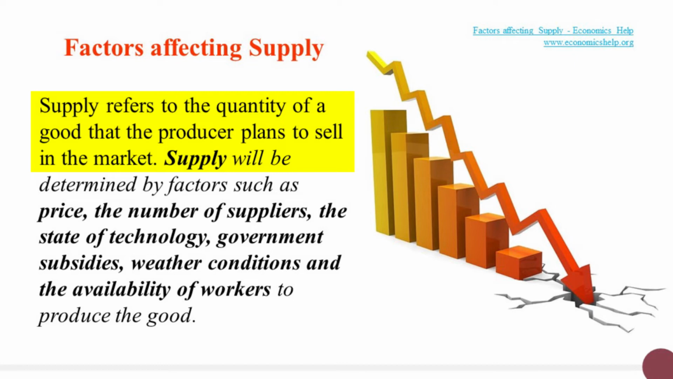Factors affecting supply. Supply refers to the quantity of a good that the producer plans to sell in the market. Supply will be determined by factors such as price, the number of suppliers, the state of technology, government subsidies, weather conditions, and availability of workers to produce the required good.